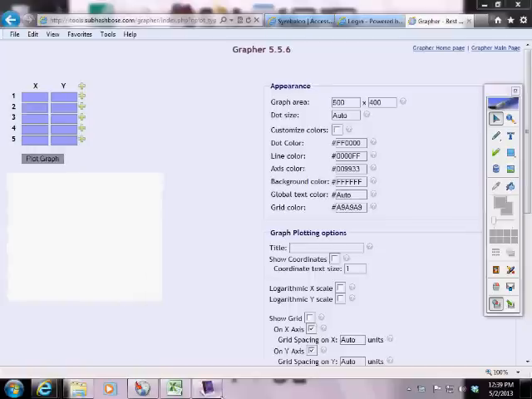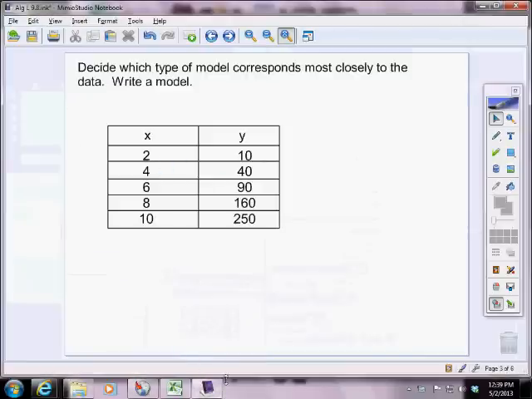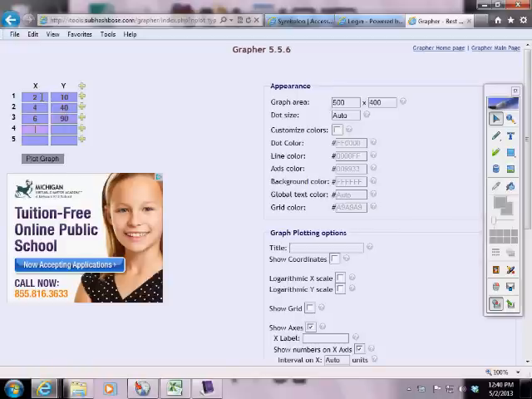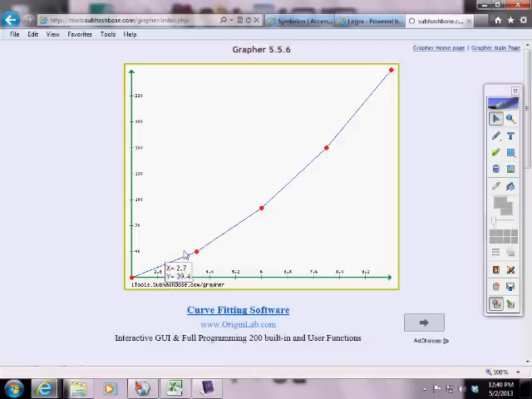So if we plot these points here, the point 2, 10, 4, 40, 6, 90, 8, 160, and 10, 250, we get a graph that looks like this. Well, we can rule out linear. We see that there's a curve to it. But do we know if this is exponential or quadratic? Is it going to keep getting closer and closer to 0 here, or does it come back up?